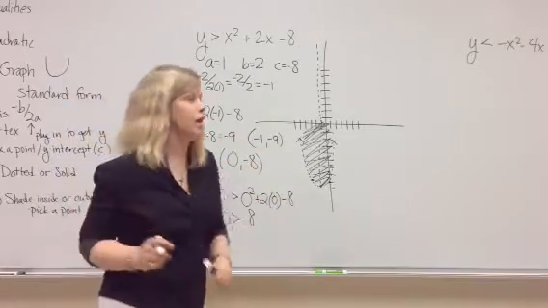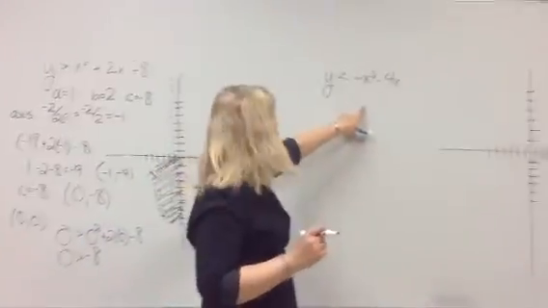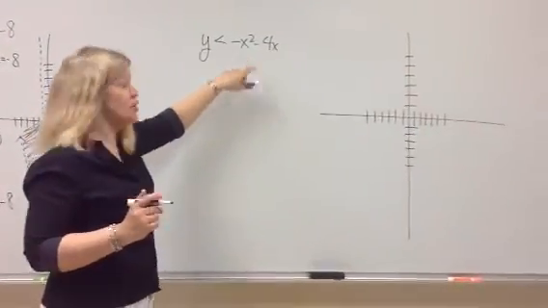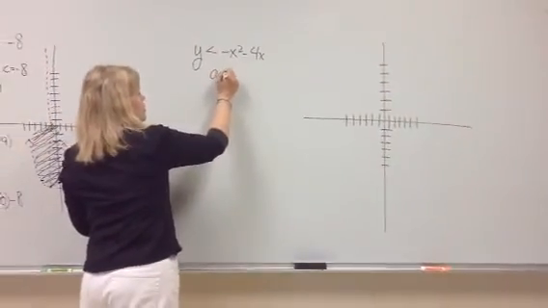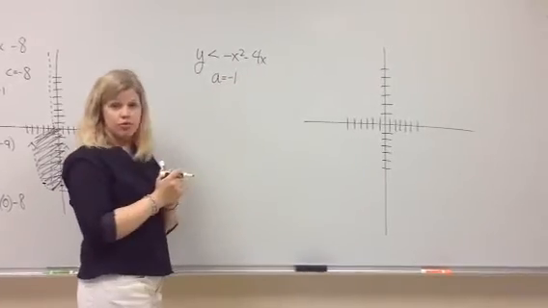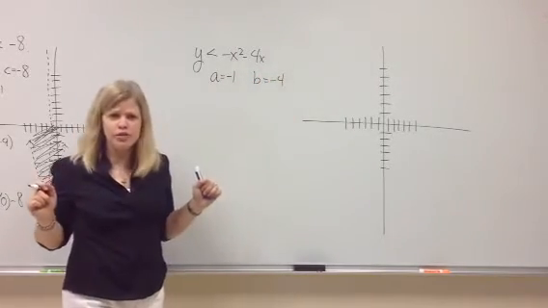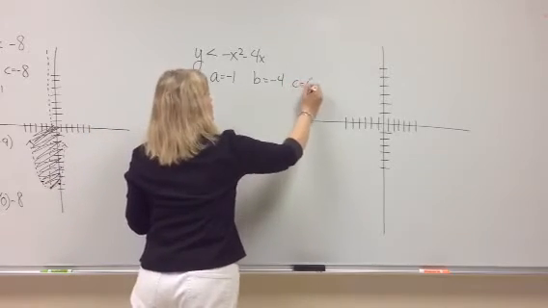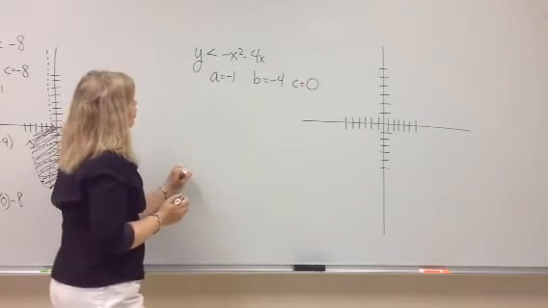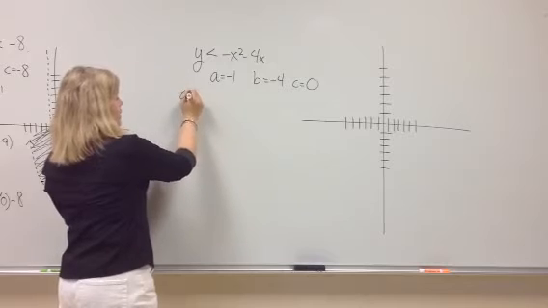Let's try one more time. We've got a new example, still in standard form, still a quadratic. So this one's a little funkier. We have a is negative 1. We have b is negative 4. Oh no, what do we do for c? Oh wait, it's 0. Okay, so we're going to go ahead and find the axis.